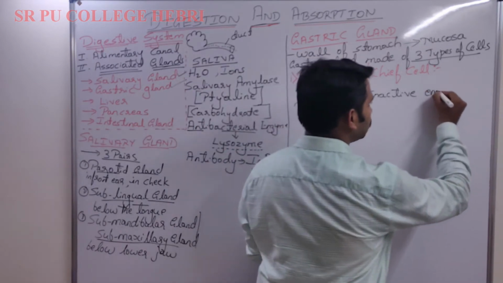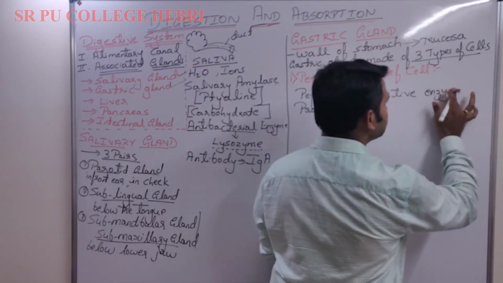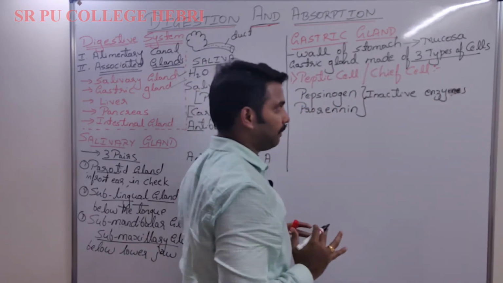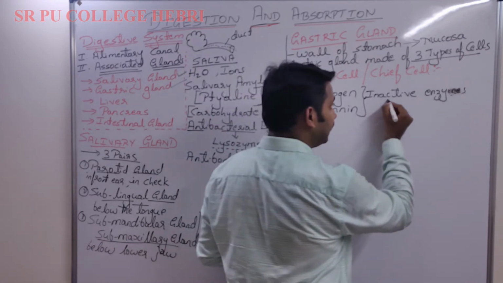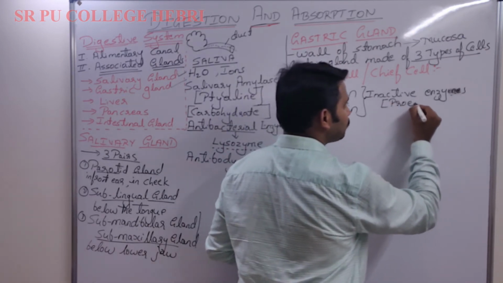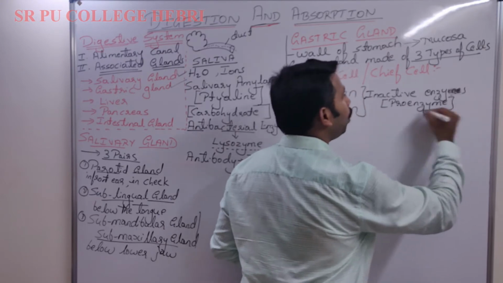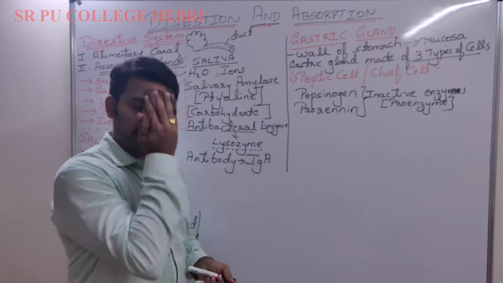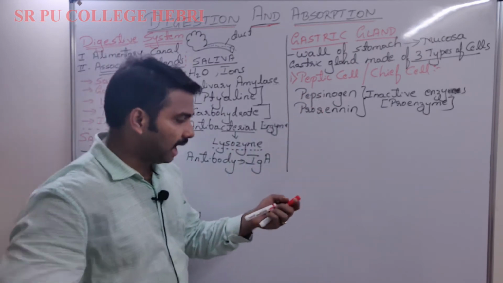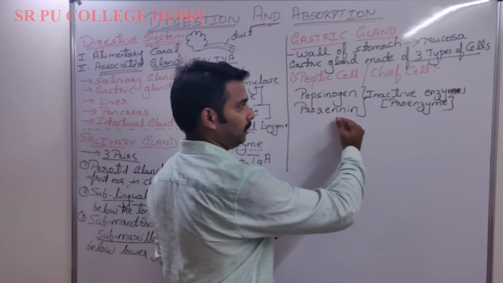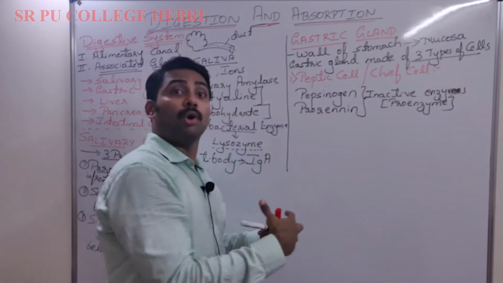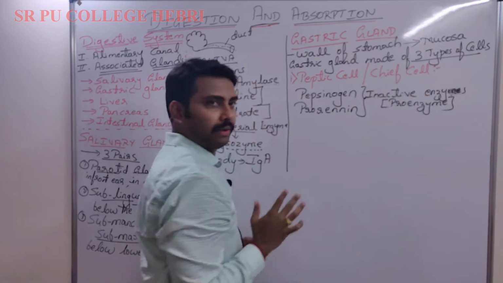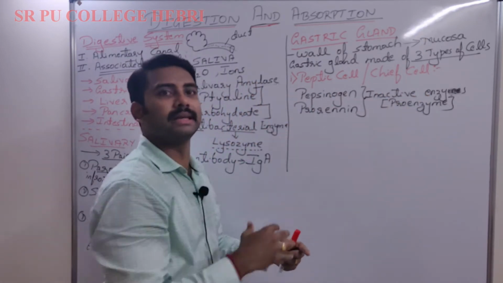They can be called what? They are inactive enzymes. And usually in our body, not only here, wherever it may be, inactive enzymes are also called proenzymes. What are proenzymes? Proenzymes are the inactive enzymes. The 2 inactive enzymes are pepsinogen and prorenin. Later, at the time of action, when it is supposed to do its action, it should be activated. How it is activated, that we will see in a later session.